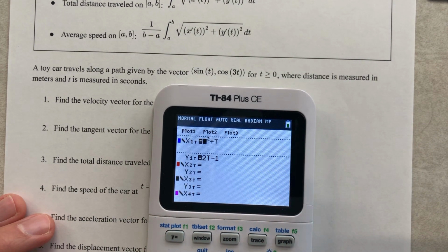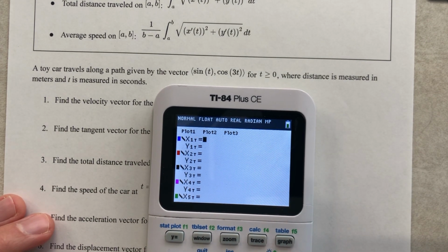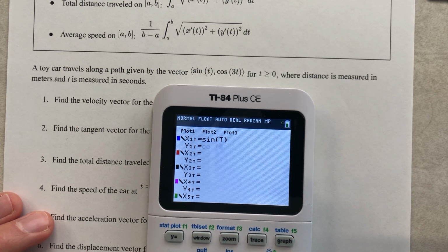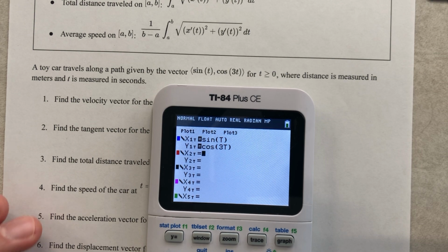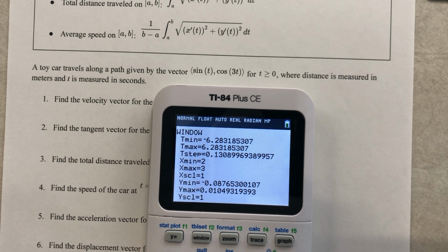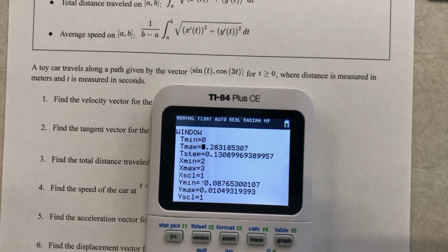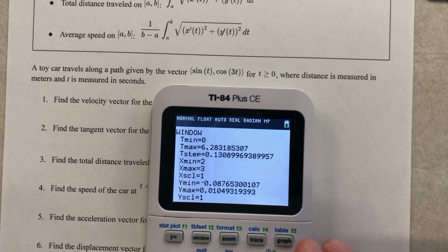All right, here goes. Y equals, and I'm going to type the stuff in. Sine of t, I am in radians, good to know. And then cosine of 3t. And this is for t greater than or equal to 0, so I'm going to press window, and I have mine starting at negative 2 pi, so I'll start at 0 and go to 2 pi. Good place to end this thing.